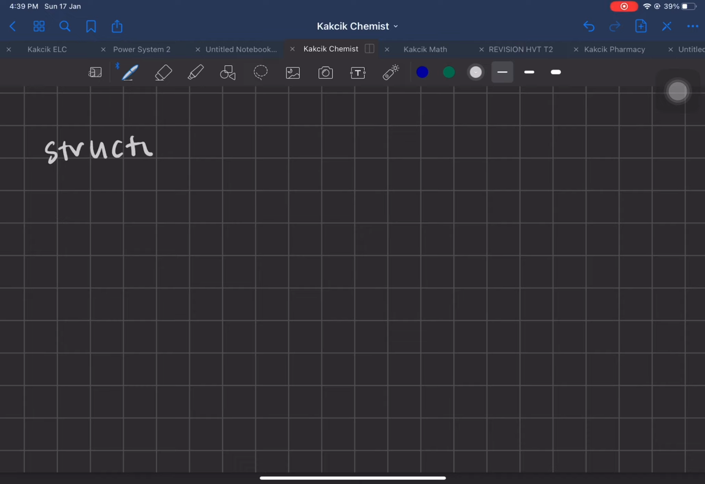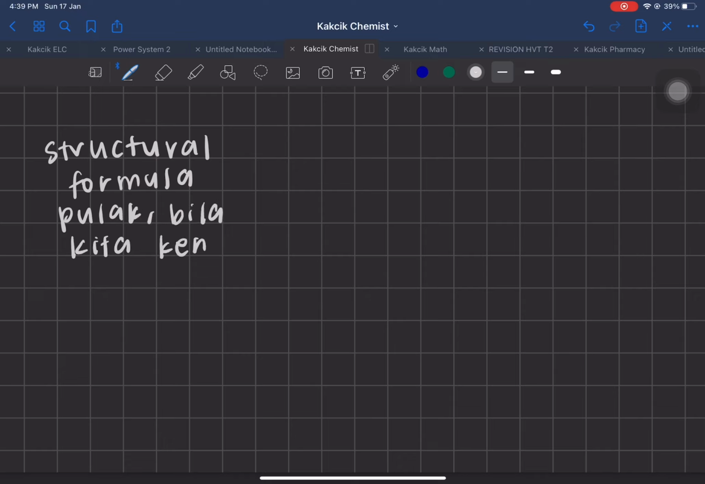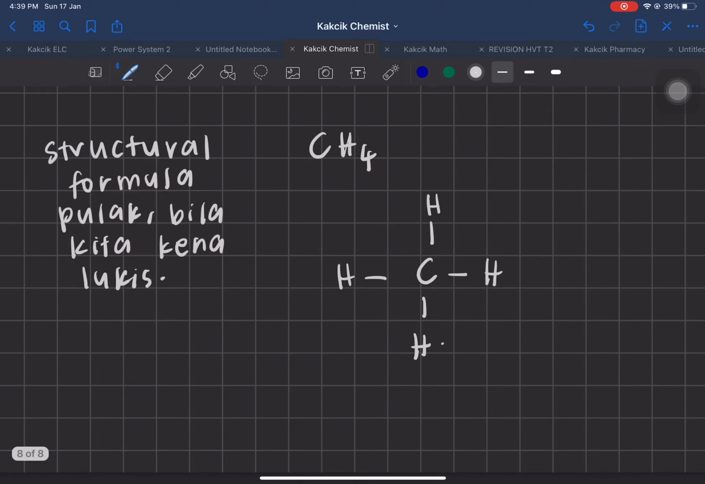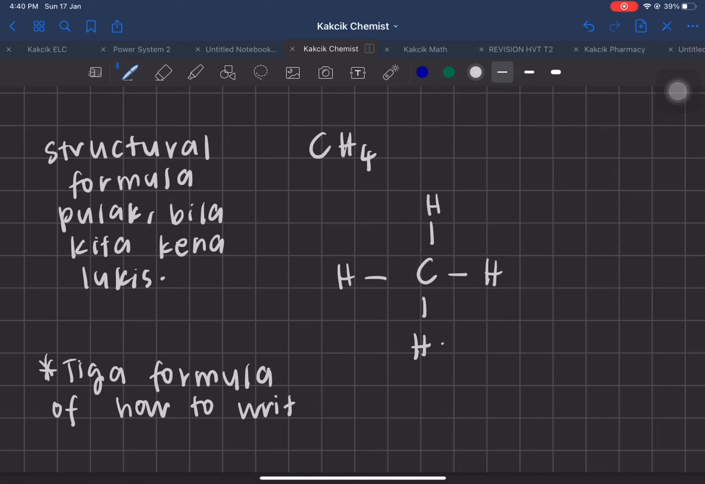when we have to draw lah, kita kena lukis kan. So contoh is CH4. So C, we have to do a single bond lah. Kenapa kena do a single bond? So because CH4, so ada 4H and 1C, so we have to do 1, 2, 3, 4.